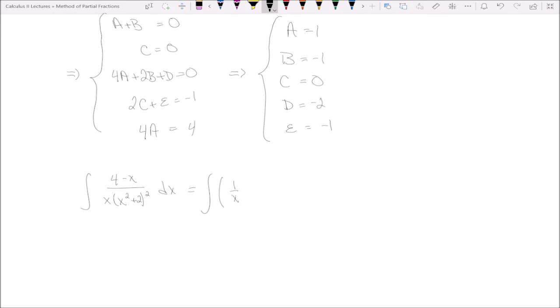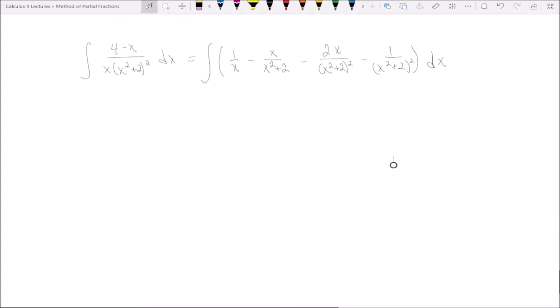1 over x minus x over (x² + 2) minus 2x over (x² + 2)² minus 1 over (x² + 2) quantity squared. The first three are simple. Natural log of the absolute value of x minus 1/2 natural log of the absolute value of x² + 2.